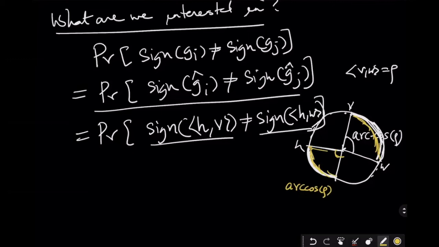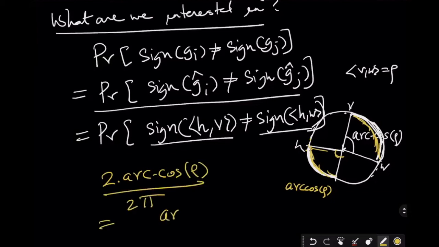Because of rotation invariance, H is equally likely to be anywhere on the circle. The total angle is 2 pi, so the chance is basically 2 arc cosine rho over 2 pi, which equals arc cosine rho over pi. Let me pause for 30 seconds and make sure you understand this calculation. All we have proven is that if you have two Gaussians with correlation rho, variances 1 and mean 0, then the chance that their signs are different is exactly arc cosine rho over pi.